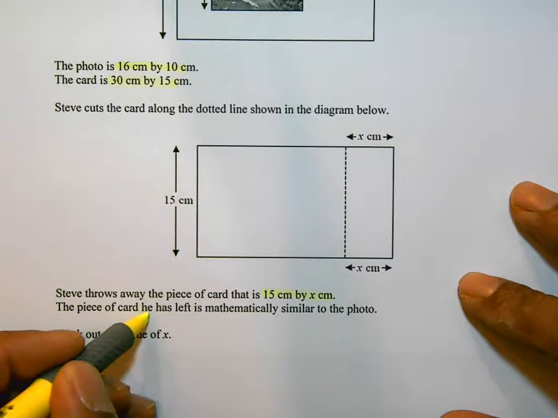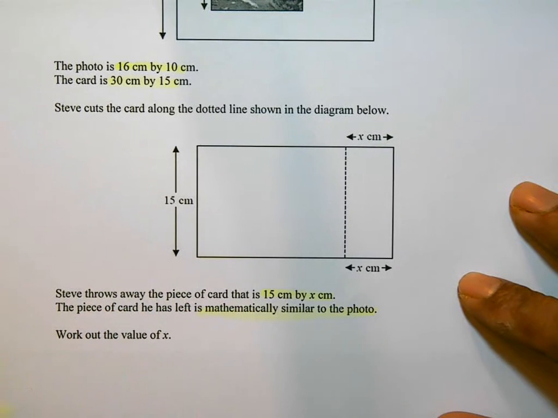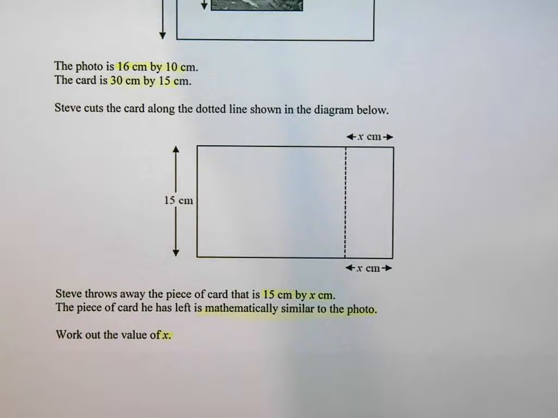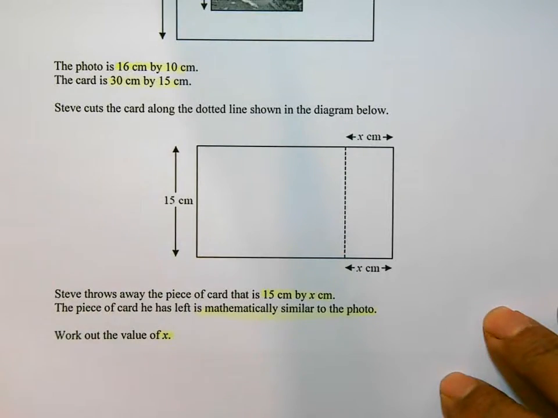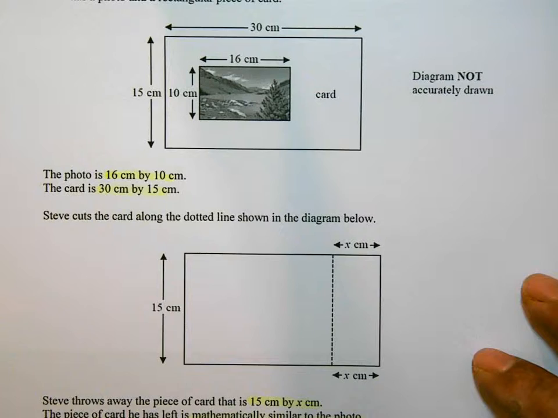The piece of card that's left is mathematically similar to the photograph. Similar, we're talking about proportional shapes. They need us to work out the value of X. So what I need to do, therefore, is to think about the original shape and think about similarity.